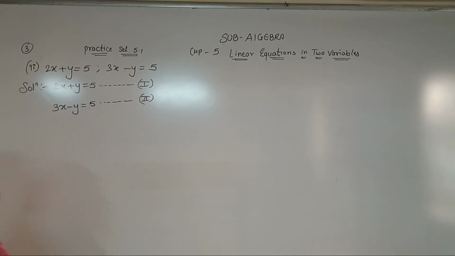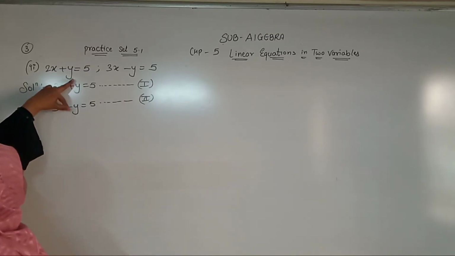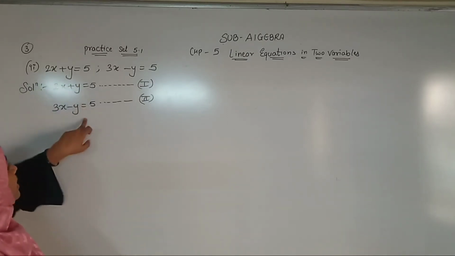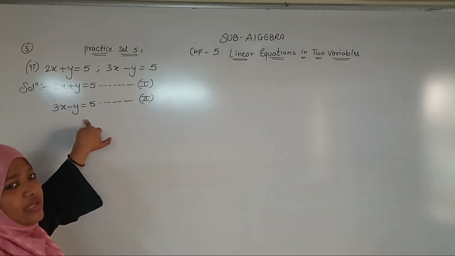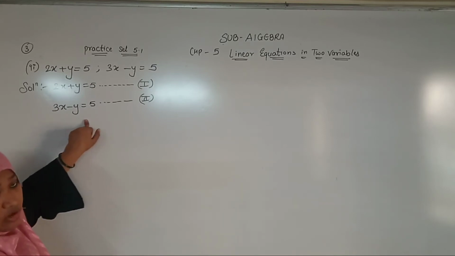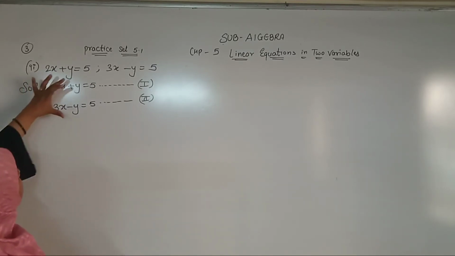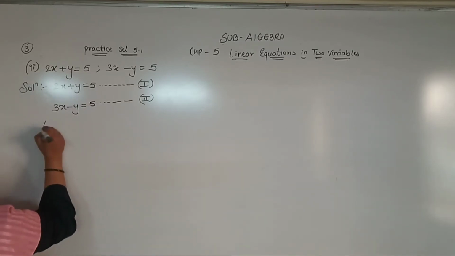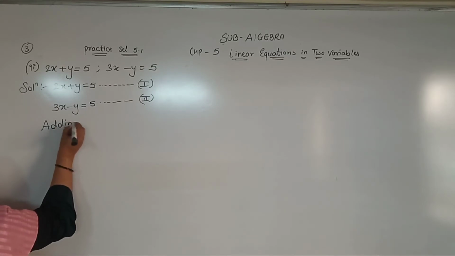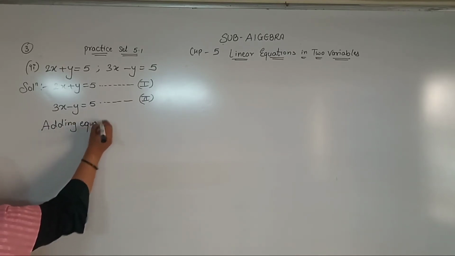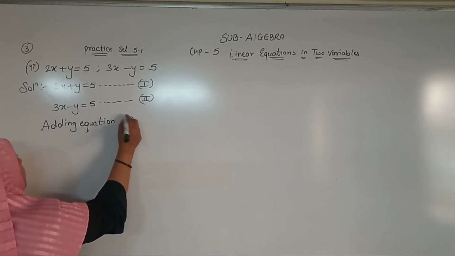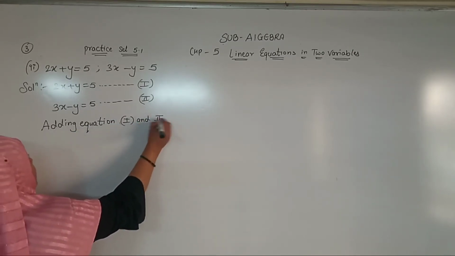Now student, I don't want to multiply either equation. Why? Because the terms in both equations are already equal. Here I have y, here I have y, 1 y. So I can easily do adding or subtracting, because I have similar terms with opposite signs, so I will do adding. So here we are adding equations 1 and 2. What is that?